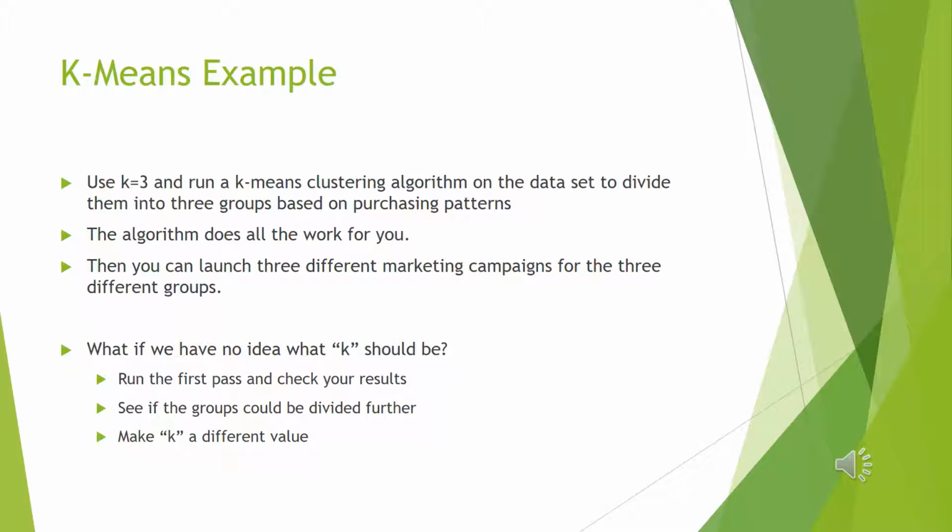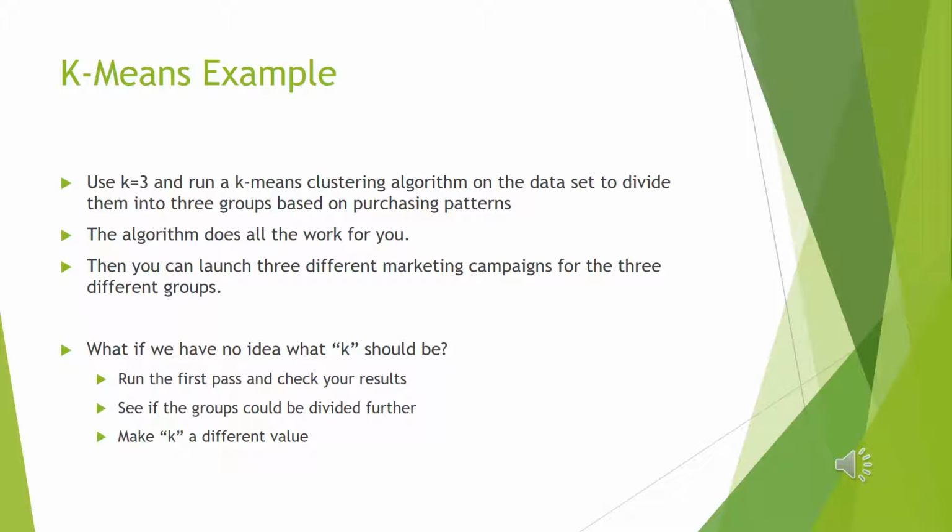As I talked about in the previous slide, we'll set K equal to 3 and run the K-means clustering algorithm on that data set. And we may find that we have 2,000 frequent purchasers, 1,000 rare purchasers, and the rest all go in the third cluster. Again, the algorithm does all the work for you, and we can launch 3 different marketing campaigns. Now that we know who's in each of those groups, we could run a more aggressive marketing campaign to those that are frequent purchasers, or maybe take a different approach to those that hardly ever purchase from us to try to get them to purchase more.